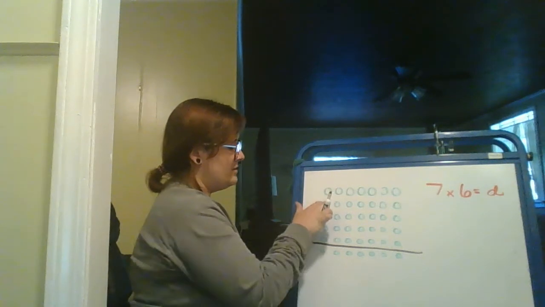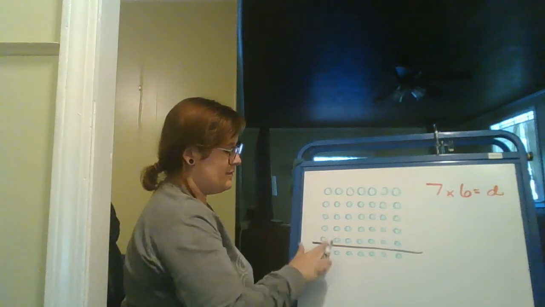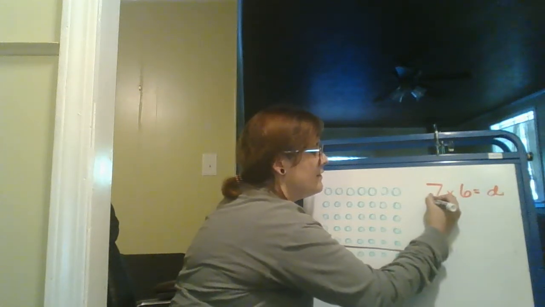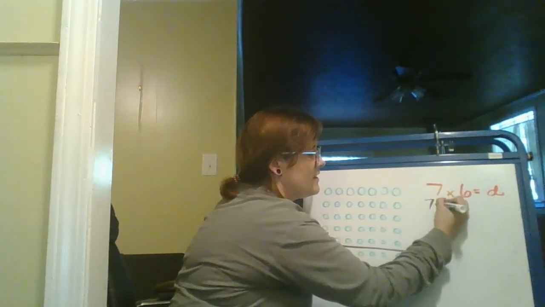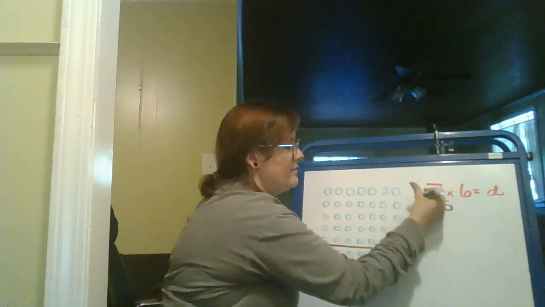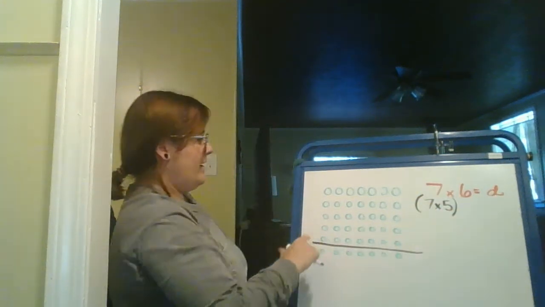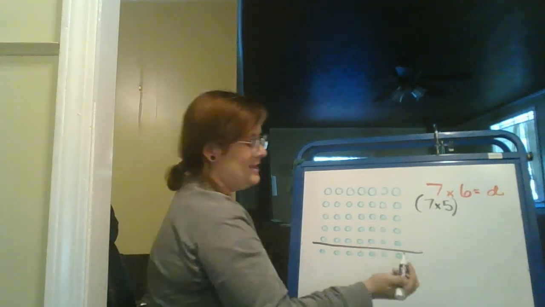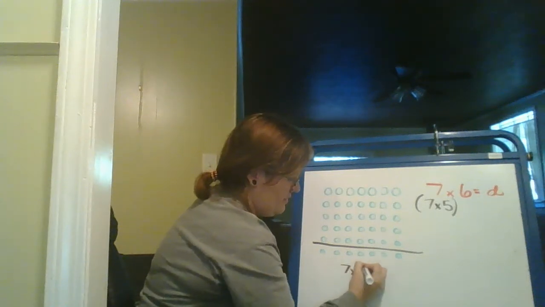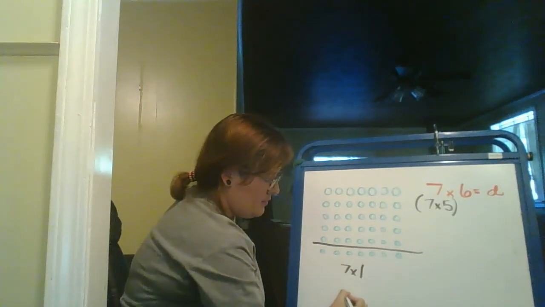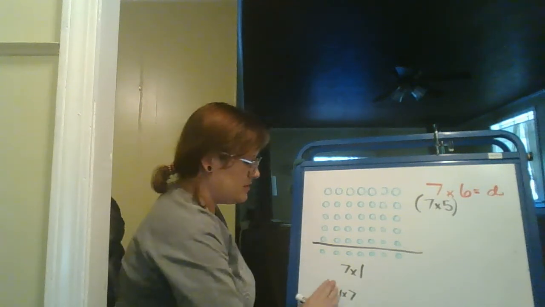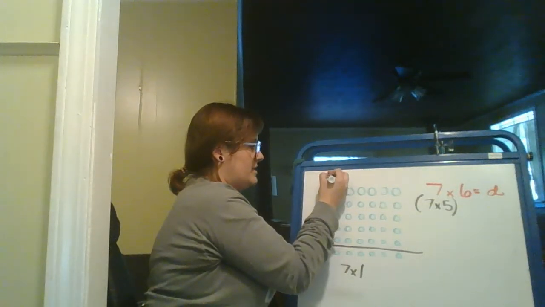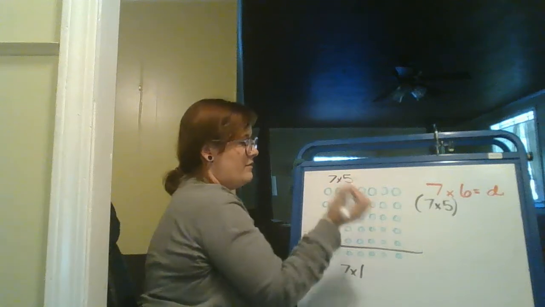This time I have 5 groups with 7 in each. Oh, we'll call that 7 groups of 5. And I have 7 groups with 1 in each. So this down here is 7 groups of 1, or you could call it 1 group of 7. Your pick, doesn't matter. I'm going to call it 7 groups of 1 for the sake of easiness here. And we're going to call this 7 groups of 5.